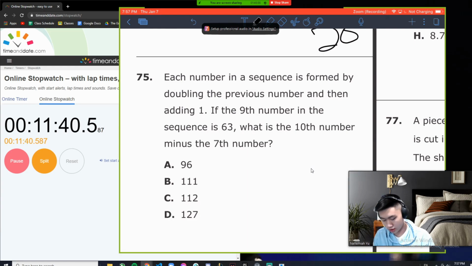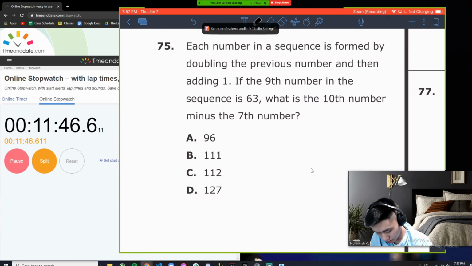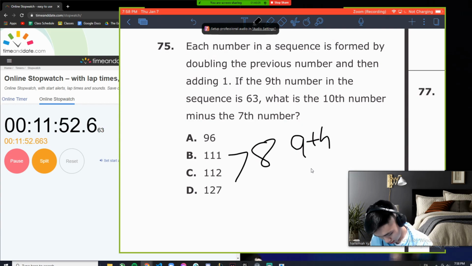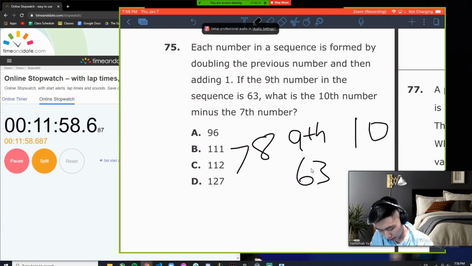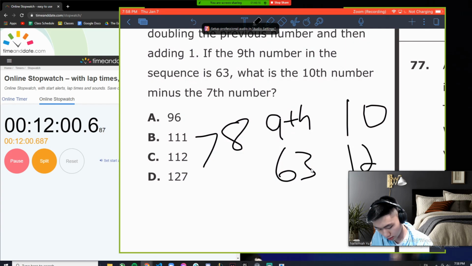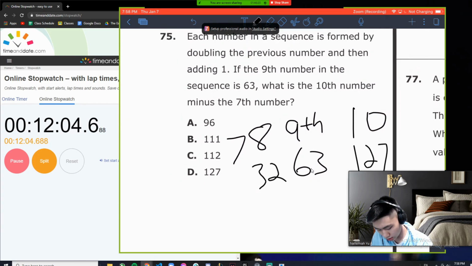Okay, so you can start from the 7th number, or the 9th number. So, 9th, 8th, 7th, 10. So if this is 63, we double and add 1, so that's 127. You can subtract 2 and divide by 2, which is 32.